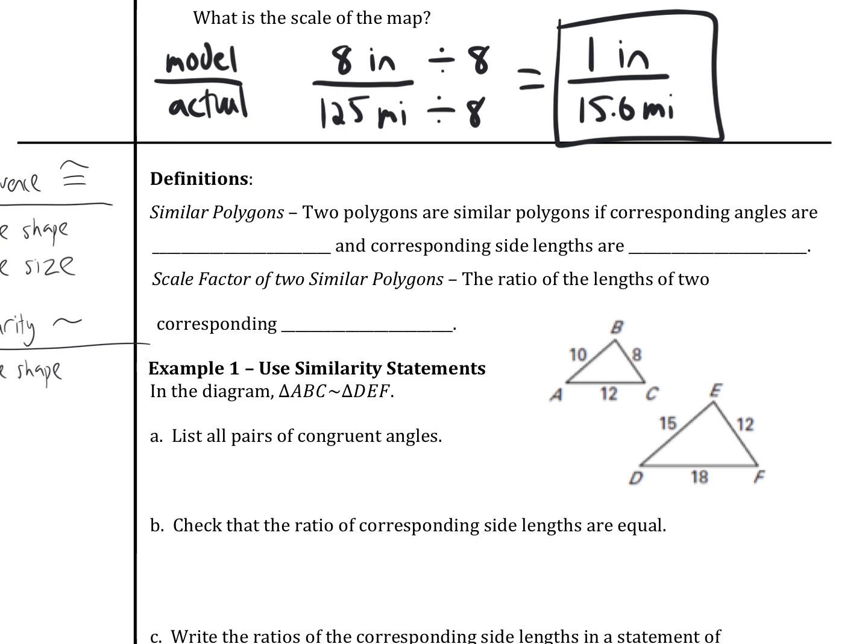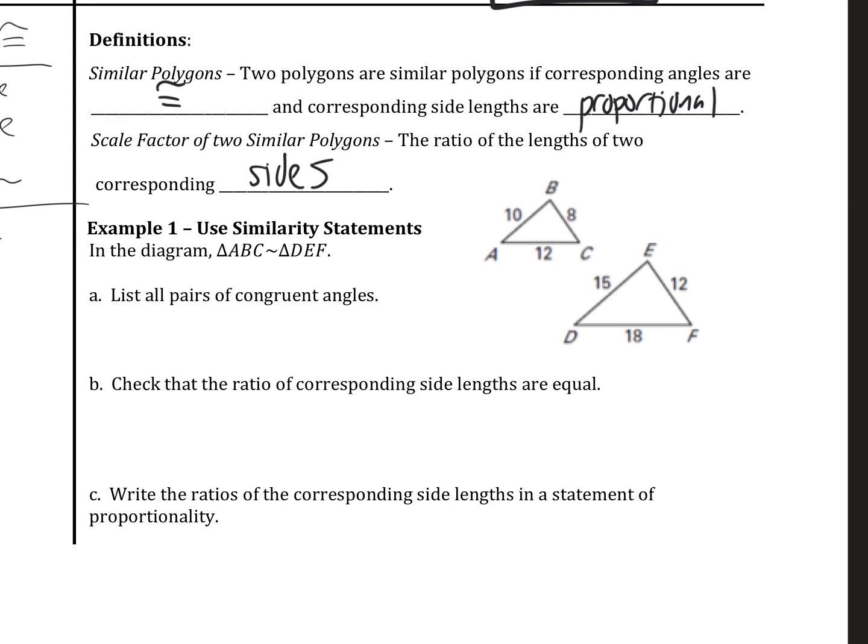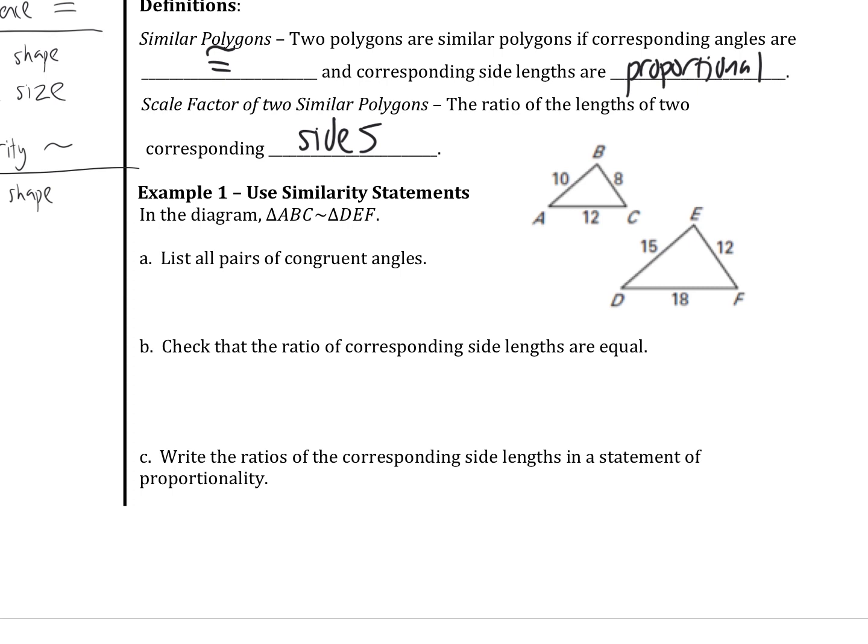Similar polygons: 2 polygons are similar polygons if corresponding angles are congruent and corresponding side lengths are proportional. The scale factor of 2 similar polygons is the ratio of the lengths of 2 corresponding sides. 2 corresponding what? Sides.